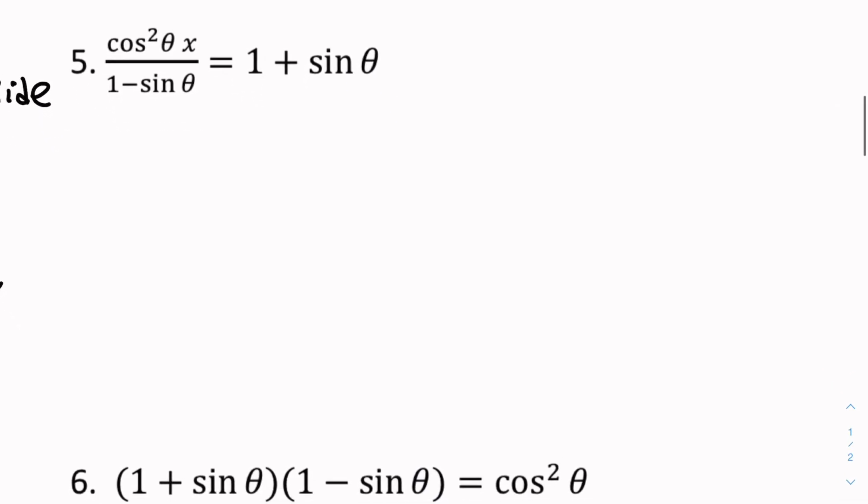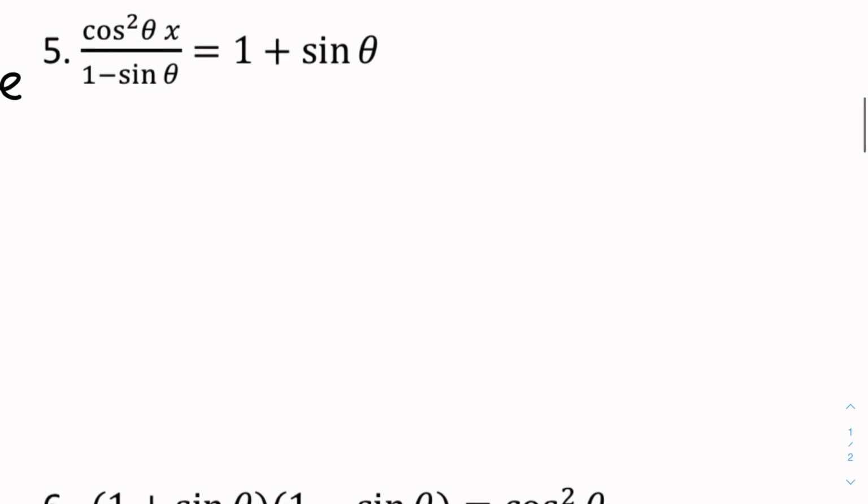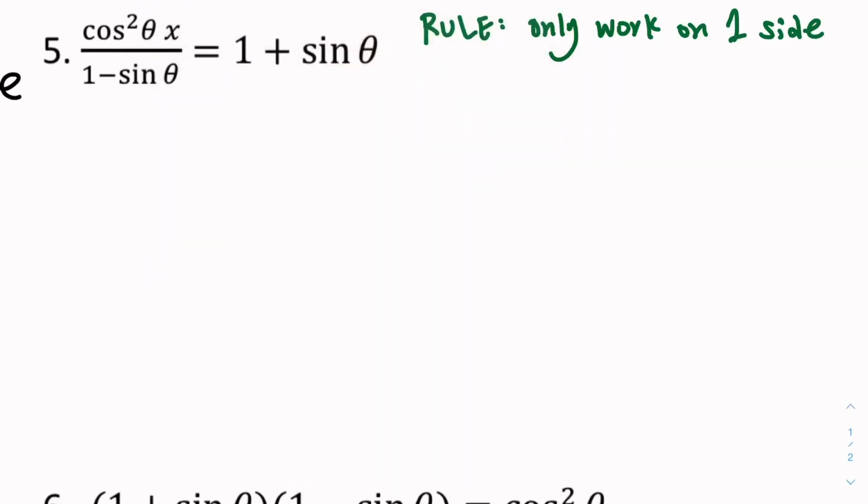Okay, number 5 I want to do with you because this is one of those problems that you can do in more than one way. So I'm going to show you first a way that you could do this problem by breaking our rules. Remember the rule that says only work on one side? Yeah, we're going to break that rule. For this problem, we're going to work on both sides, okay? So check it out.